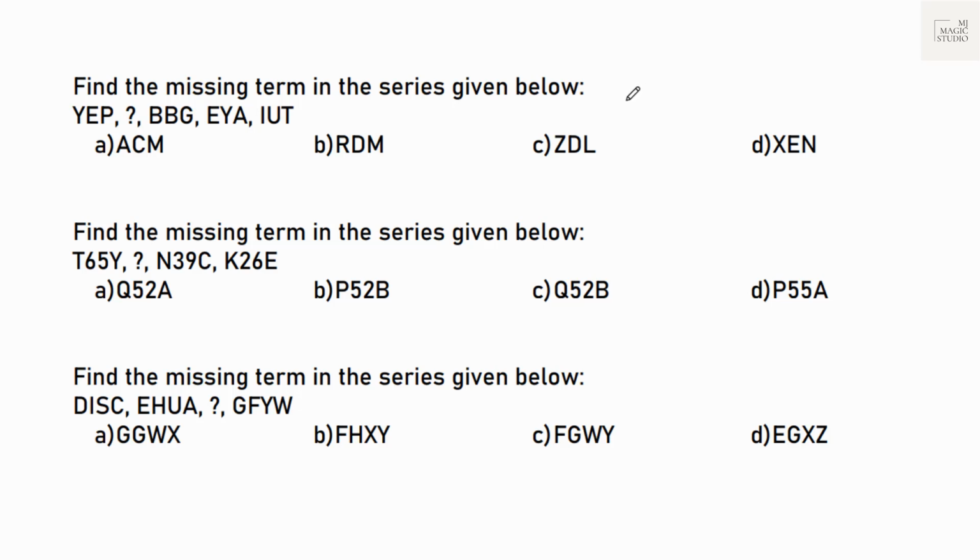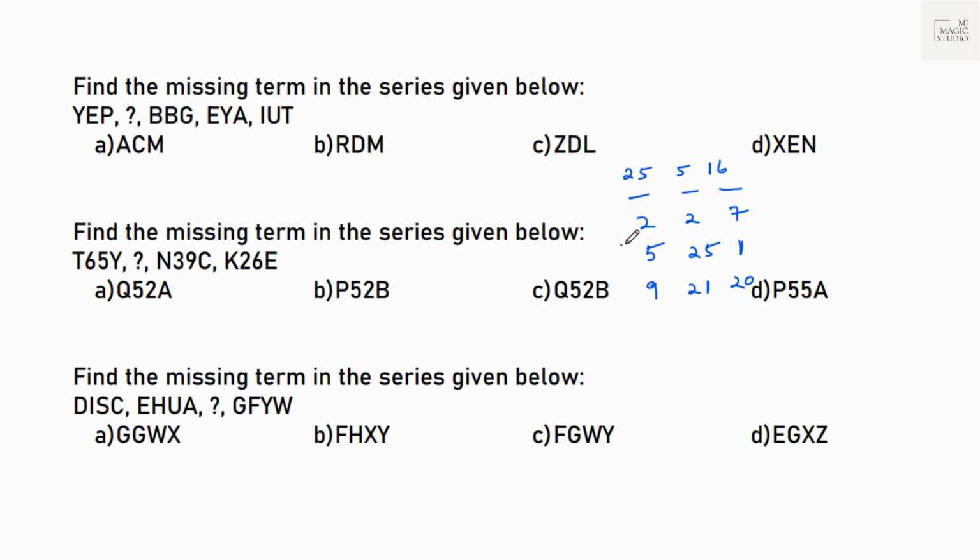So let's see the first one only. The other two you will do. Y is 25, E is 5, and P is 16. Then the missing one. B is 2, G is 7, E is 5. Y is 25, A is 1, I is 9, U is 21 and T is 20. I'm just doing it in 1 minute, trying to use my full time.